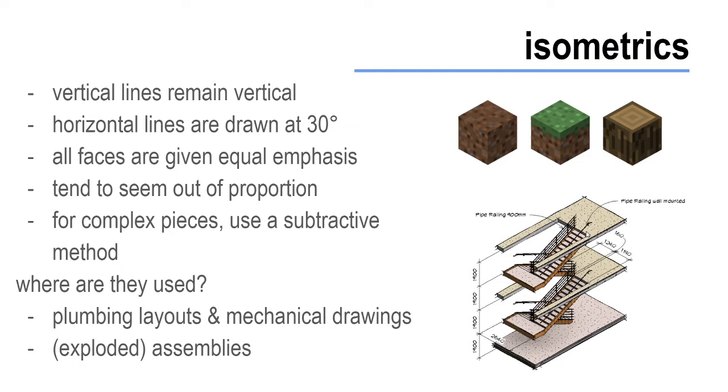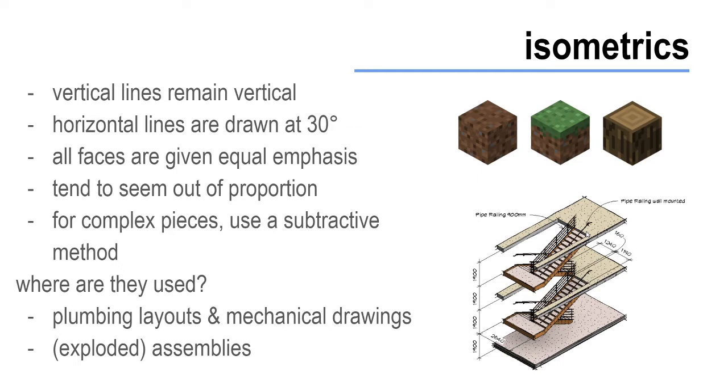So isometrics tend to seem kind of out of proportion because this isn't how I would ever traditionally be able to view something. I can't view it from this angle unless it was floating in an abyss. But it is the easiest way to see three of the predominant sides of an object to help understand how it goes together. So isometrics are used in exploded assemblies, or even just plain assemblies in manufacturing style if it's not an exploded one.